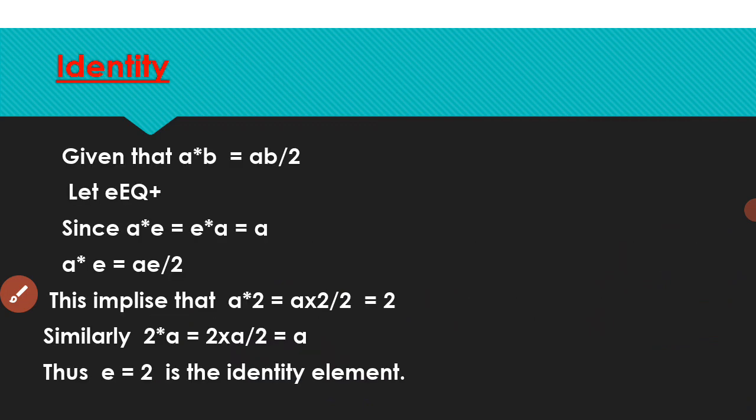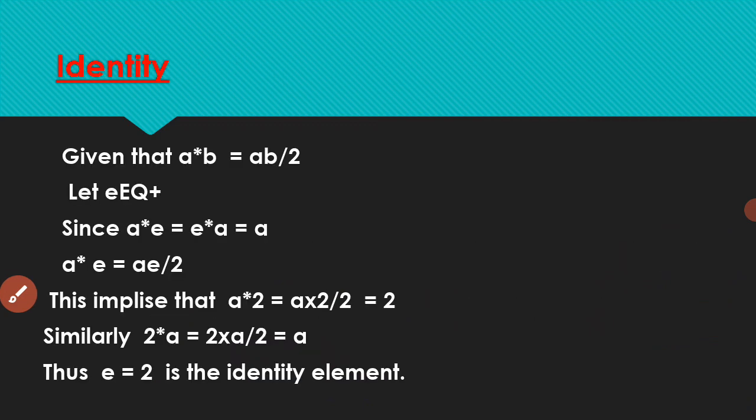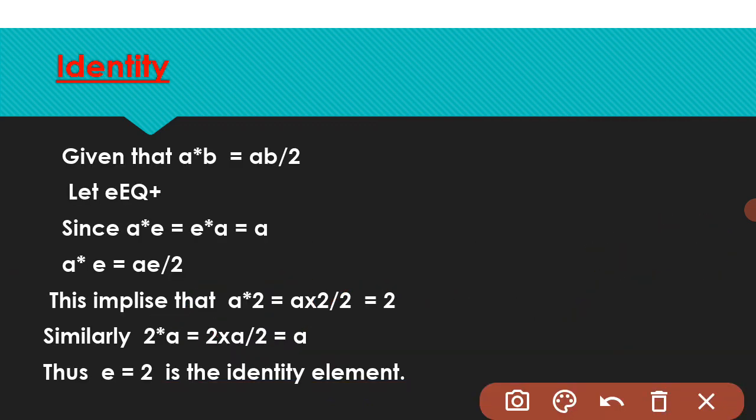Our next property is identity. I need your attention please. The first two laws were very easy because they were already defined in the question. For identity, the given condition is A star B is equal to AB by 2.